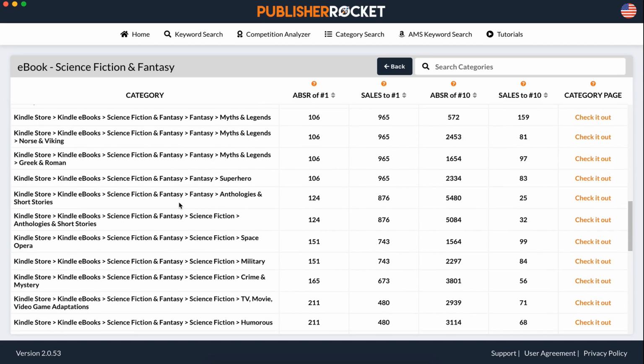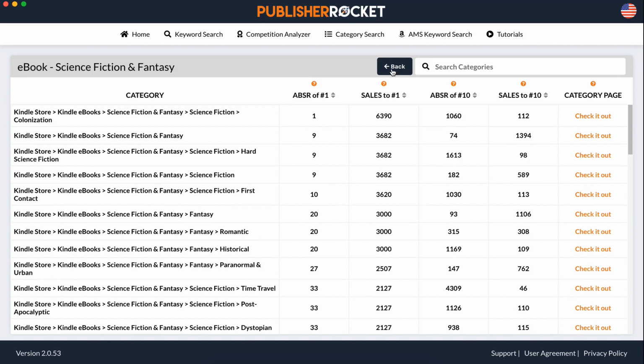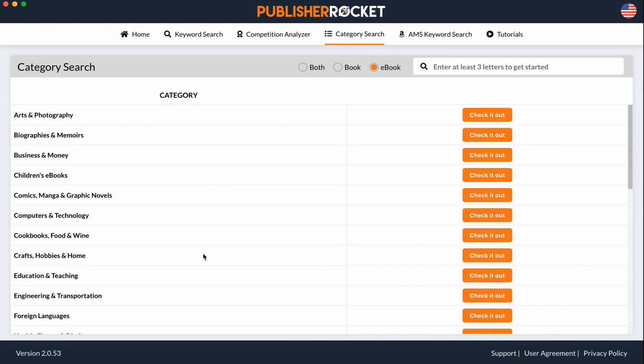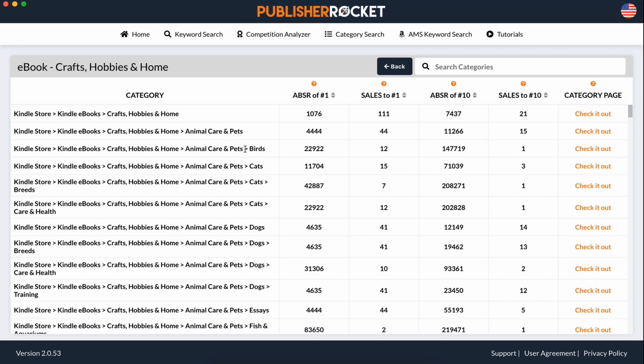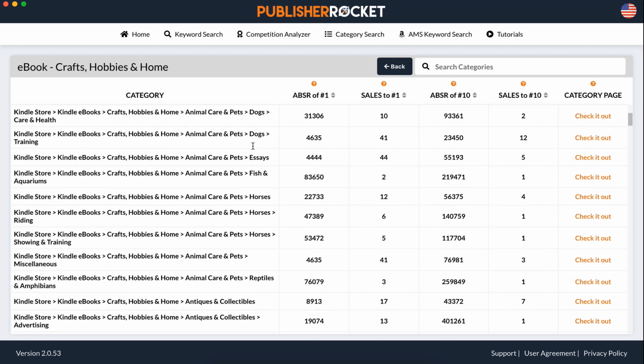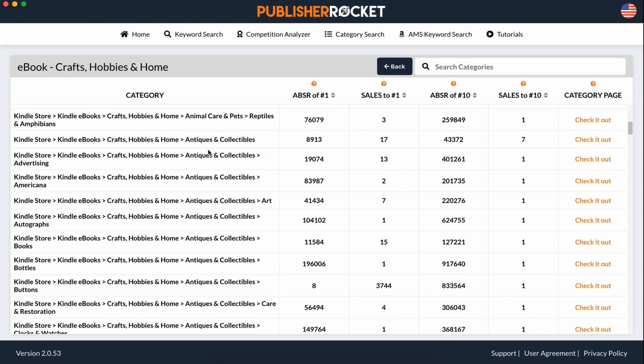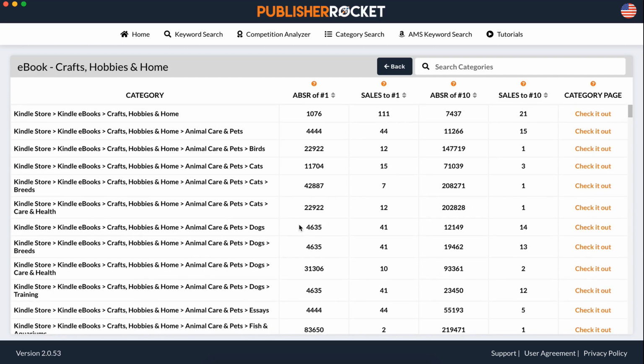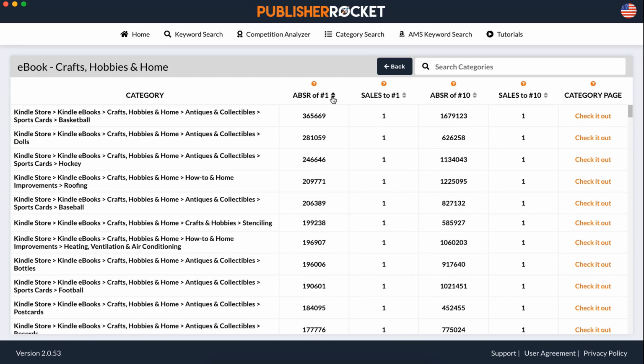This shows you how you can find some if this is what you're interested in, and you can do this with nonfiction too. Let's just quickly try crafts, hobbies, and home. So here we go, lots of different crafts for pets, for birds, reptiles and amphibians, antiques, Americana, autographs. And you can see some of these are much more niche. So we have one where basketball, antiques, and collectibles. This is selling maybe one copy a year, maybe even less.